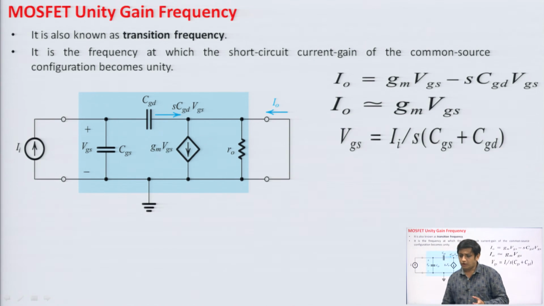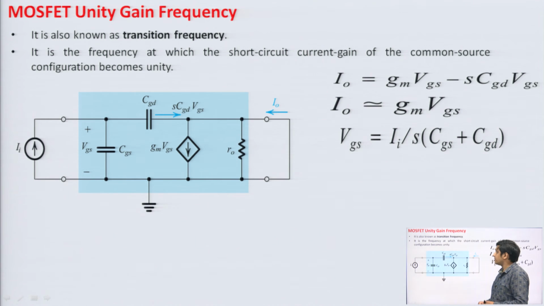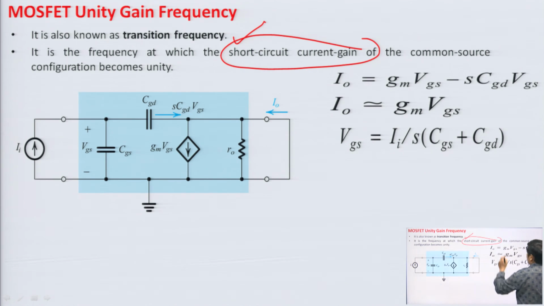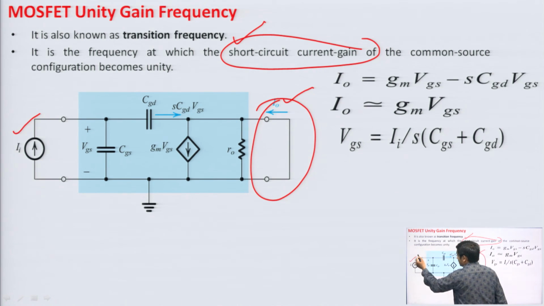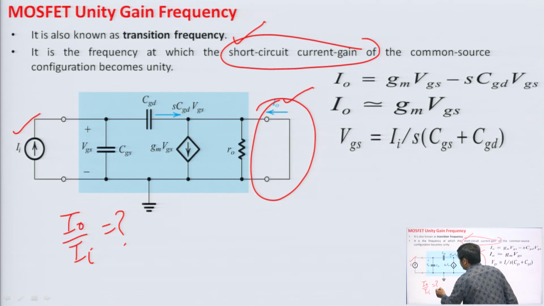Now see one important term in MOSFET, the MOSFET unity gain frequency, which is also called the transition frequency. The MOSFET unity gain frequency is defined as the frequency at which the short circuit current gain of the common source configuration becomes unity. So we have to calculate the short circuit current gain for this particular model. Short circuit means the output is shorted. The output current is Io, the input current is Ii. Finally, we have to calculate the value of Io upon Ii from this model.